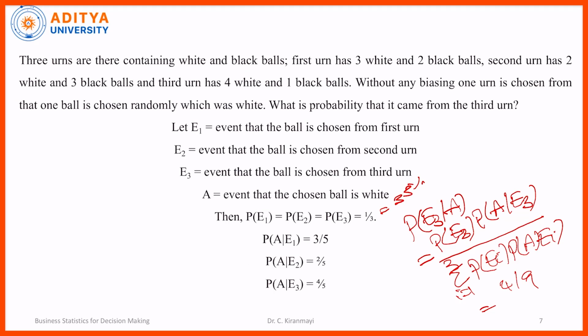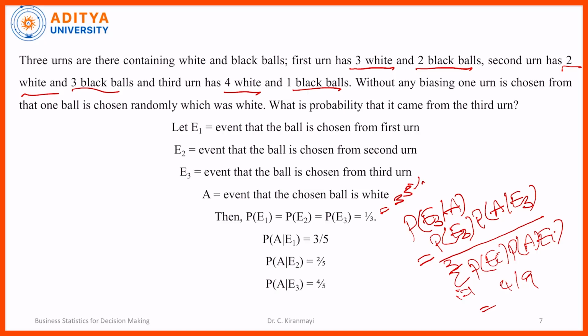Now let us consider a case of more than 2 events. Imagine that there are 3 urns. The first urn has 3 white and 2 black balls, the second urn has 2 white and 3 black balls, and the third urn has 4 white and 1 black ball. So there are 3 urns altogether, E1, E2, E3, and there is an event to happen. Without any bias, one urn is chosen. From that urn, one ball is chosen at random, and it is a white ball.